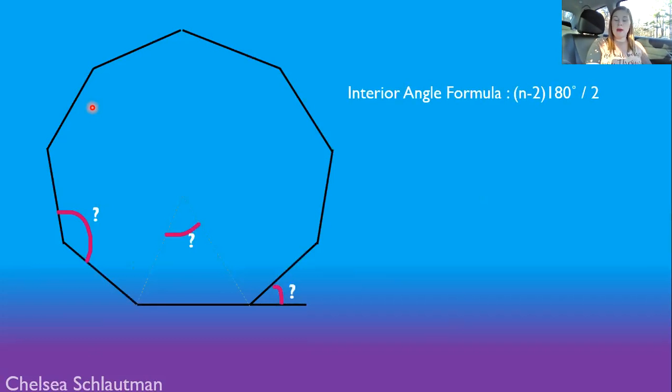So we need to find out how many sides we have for n. As you can see here, we have 9 sides. We subtract 2, then we're going to multiply that by 180 and divide it by 9 again. That gives us 140 degrees.